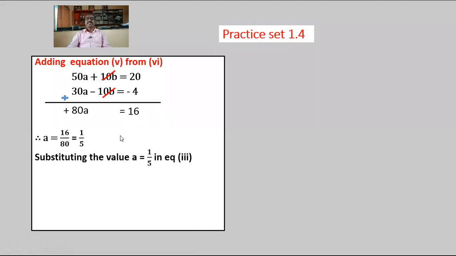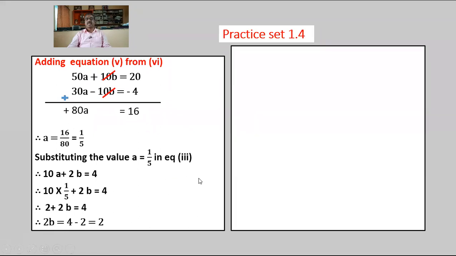Substituting the value a is equal to 1 upon 5 in equation 2 or 3. Here equation number 3 is 10a plus 2b is equal to 4. The value of a is equal to 1 upon 5. 10 multiply 1 upon 5 plus 2b is equal to 4. 5 twos are 10, so 2 plus 2b is equal to 4. Plus 2 goes on the RHS side, then we get 2b is equal to 4 minus 2 is equal to 2. Therefore, 2b is equal to 2. The value of b is equal to 2 upon 2. 2 ones are 2. Then we get b is equal to 1. Hence, the value of a is equal to 1 upon 5 and b is equal to 1.